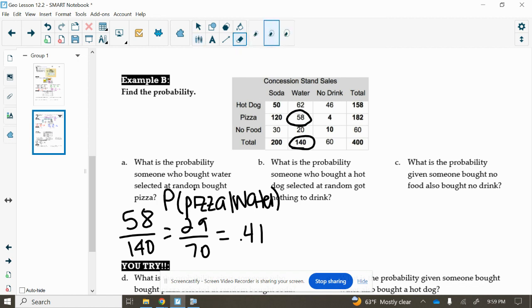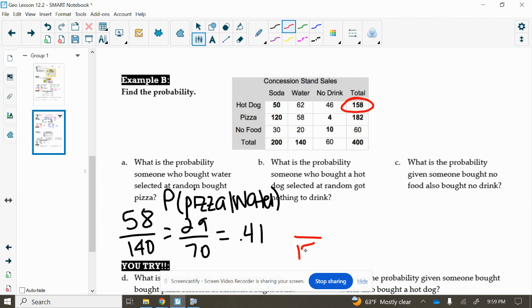The second one then is asking us, if we look at this table, what is the probability someone who bought a hot dog, selected at random, got nothing to drink? So if we look at our hot dog category totals, we have 158 people that bought a hot dog. And then randomly from that group, we're checking who got no drink. Well, there are 46 people from that group that got no drink. Again, divide these by 2, we get 23 over 79, which is about 0.29.